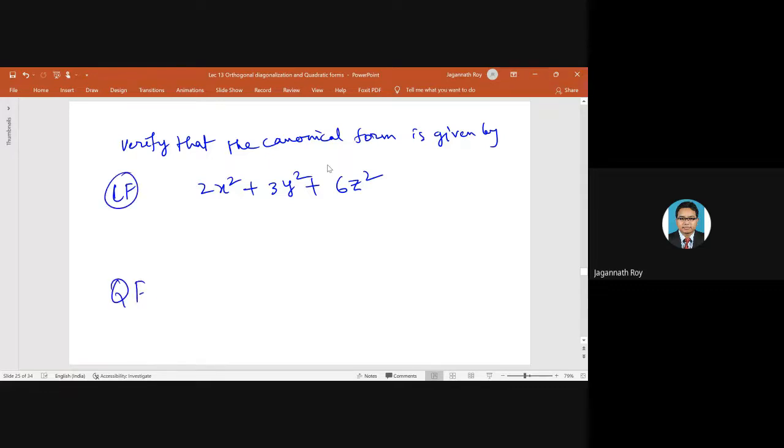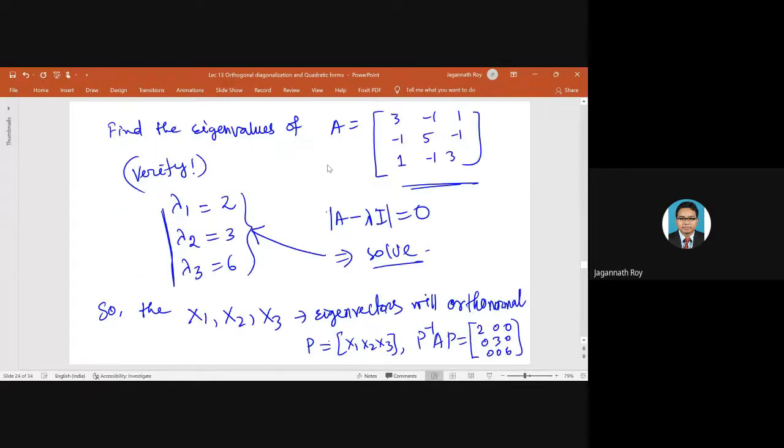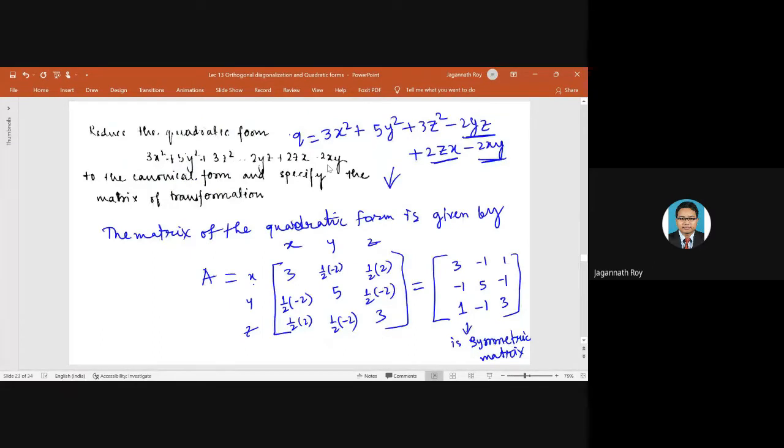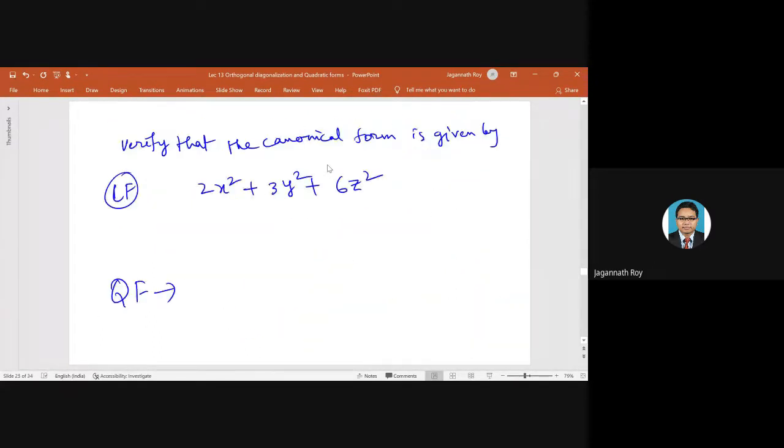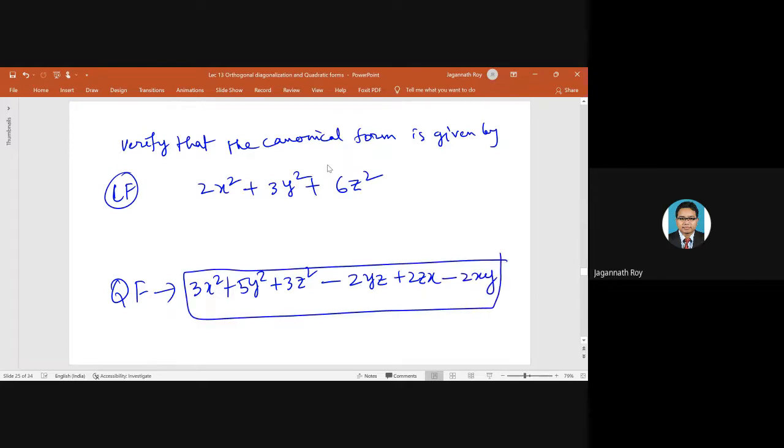What was our quadratic form? It was 3x square plus 5y square plus 3z square minus 2yz plus 2zx minus 2xy. So this quadratic form is actually transformed into the canonical form with the help of eigenvalues.